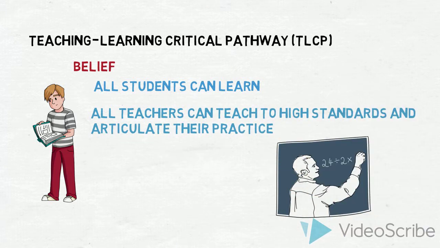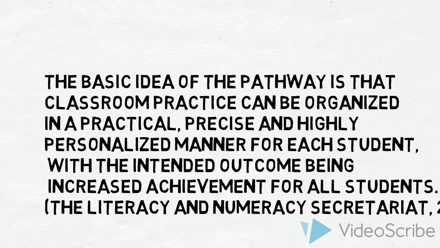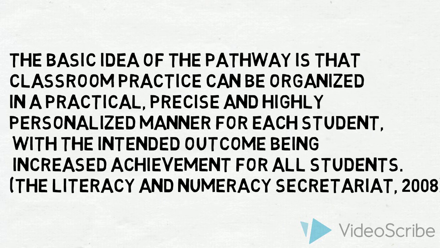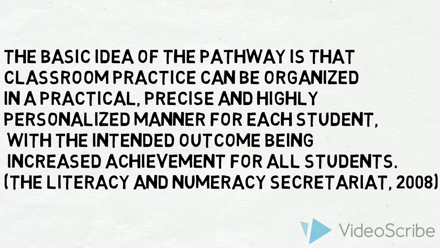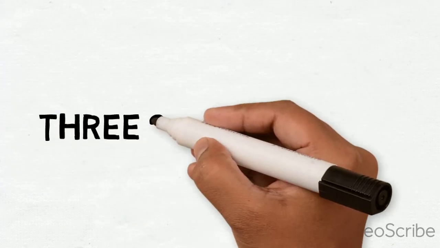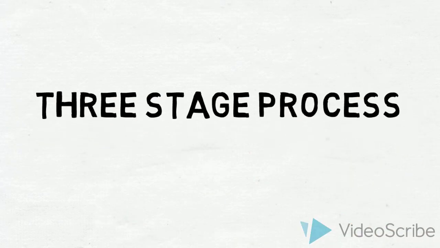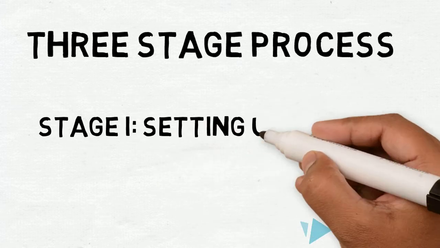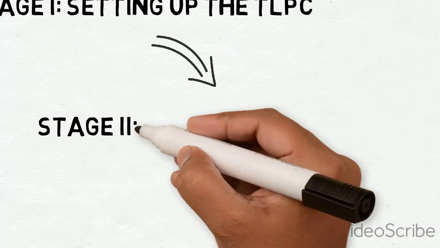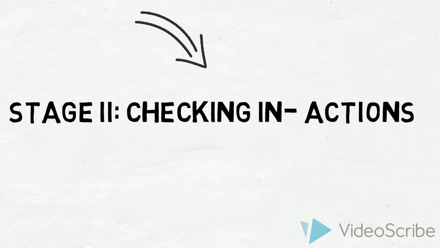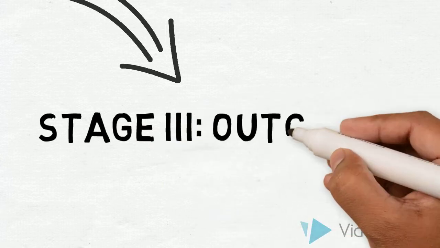The basic idea of the pathway is that classroom practice can be organized in a practical, precise, and highly personalized manner for each student, with the intended outcome being increased achievement for all students. The TLCP is a three-stage process. Stage 1 deals with getting the pathway started. Stage 2 is about checking in with the professional learning community. And Stage 3 is about reflecting on the student outcomes.